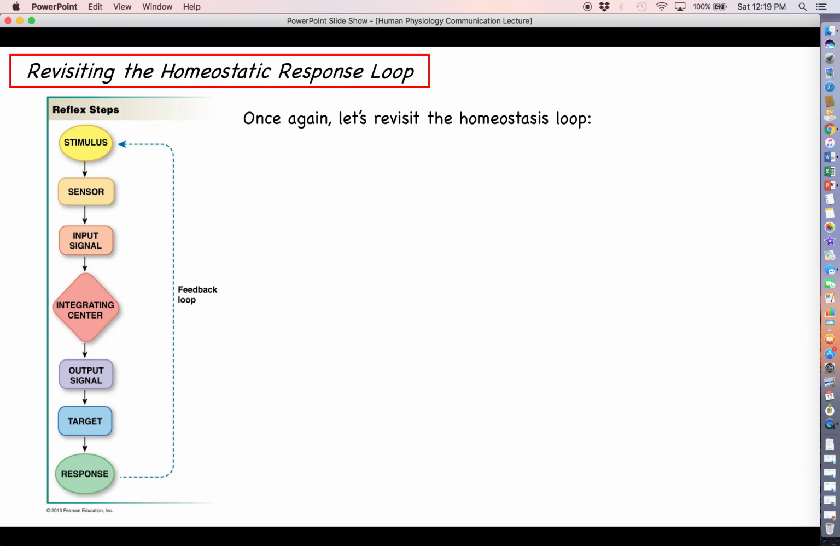All right, so that is going to do it for this particular video. We only should have two more videos to cover in this video series on communication. Neither of them should be too terribly long. So starting next time, we are going to revisit the homeostasis response loop, and we're going to learn a little bit more about sensors. That's the one thing that we have not really known a whole lot about. So we are going to explore that next time.